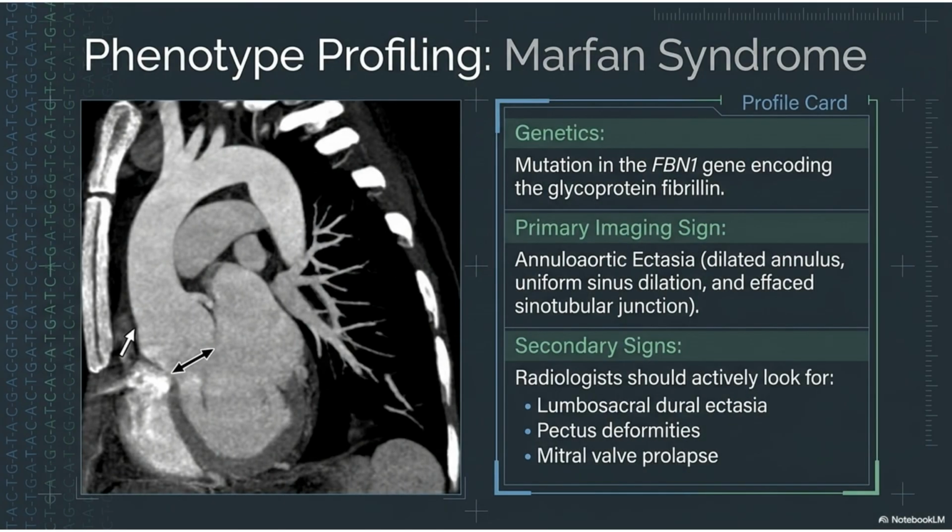Marfan syndrome phenotype profiling is linked to a mutation in the FBN1 gene. The primary imaging sign is annulo-aortic ectasia. Secondary signs include lumbosacral dural ectasia, pectus deformities, and mitral valve prolapse.